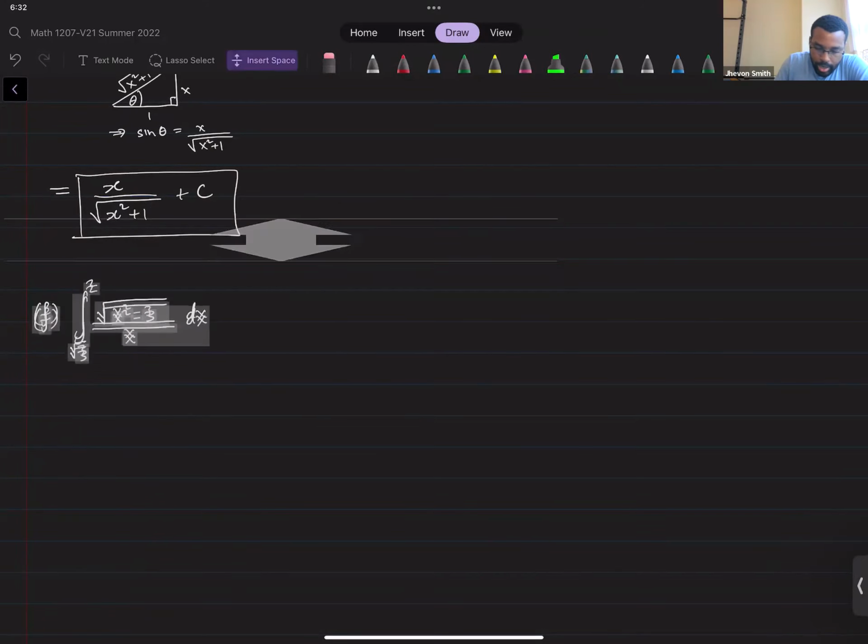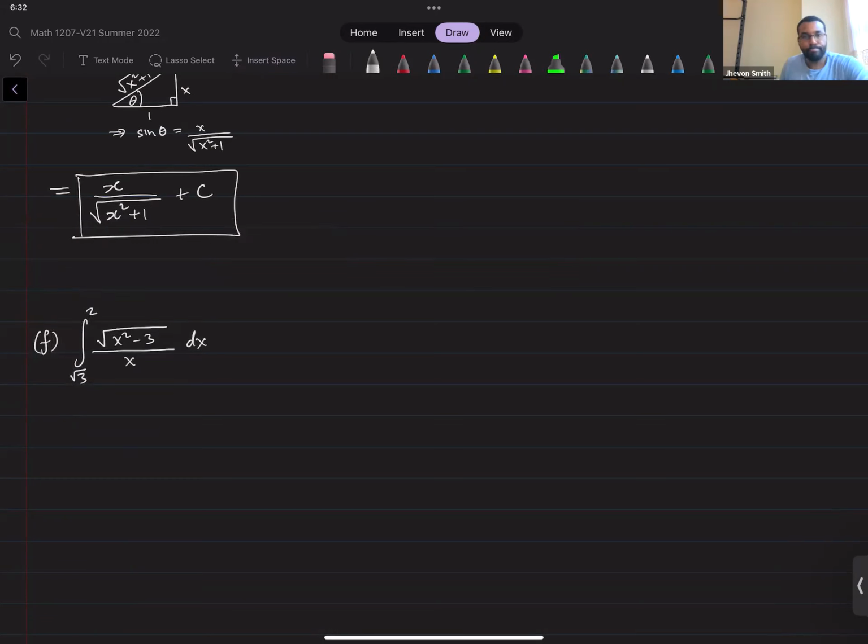Here we have a definite integral. Definite integral just means we have limits on the integration. So this is interpreted geometrically as the net area under a curve. Whatever the graph of this looks like, we're looking at the area bounded between the curve and the x-axis, between x equals radical 3 and x equals 2.